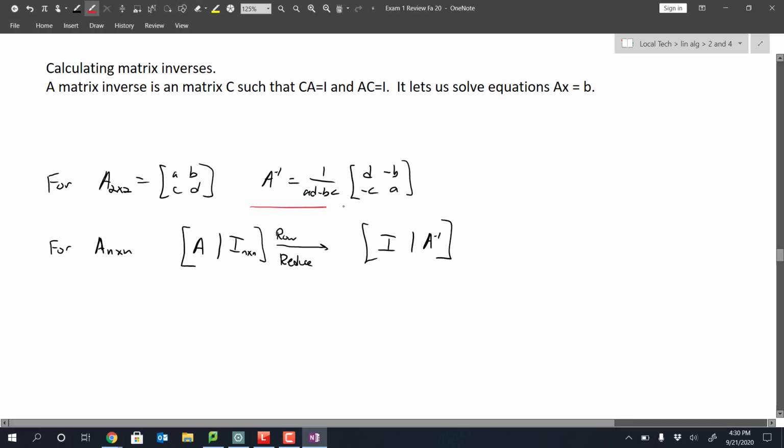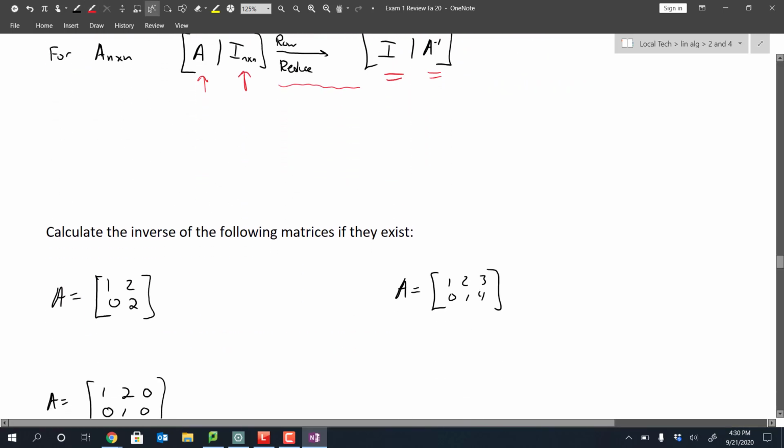One, we have a formula, and remember this formula only works for 2 by 2 matrices. And we have a general process where we would take the matrix, augment with the identity matrix, and do that row reduction process. If A is invertible, the left-hand side would row reduce to identity, and the right-hand side would gather up all our row operations and turn into A inverse. Let's see both of those guys in action.